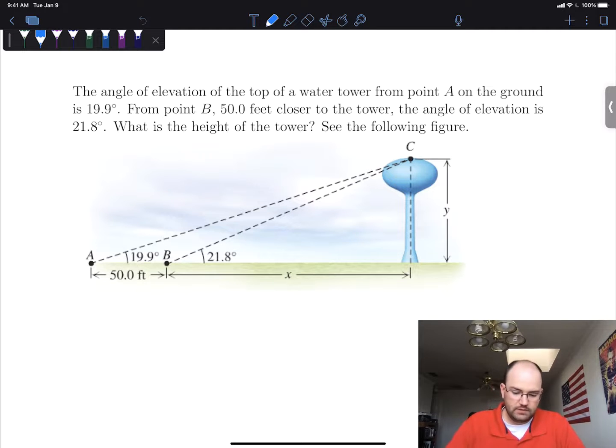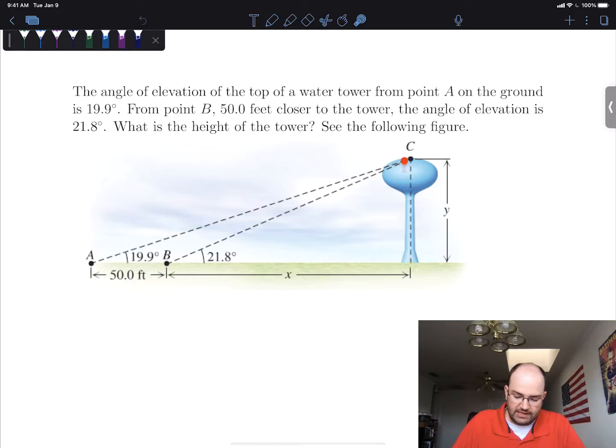Hello. In this video, we want to look at an application. The angle of elevation of the top of a water tower from a point A on the ground is 19.9 degrees. From point B, 50 feet closer to the tower, the angle of elevation is 21.8 degrees. What is the height of the tower? See the following figure.